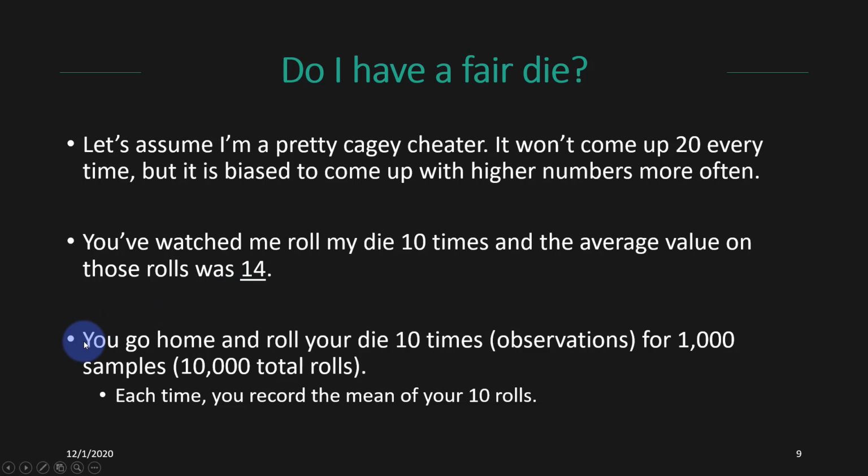So you're going to go home and you're going to roll your die, which you know is fair. So you're going to roll it 10 times and calculate the mean. And you're going to do that 1,000 times. Let's say you've got a lot of time on your hands in this situation, right? But each time you're going to record the mean of your 10 rolls. So you're going to have a distribution of 1,000 sample means where the size of the sample was 10.